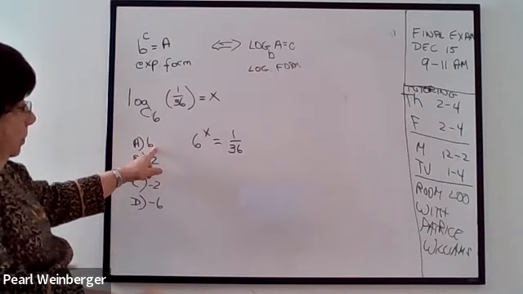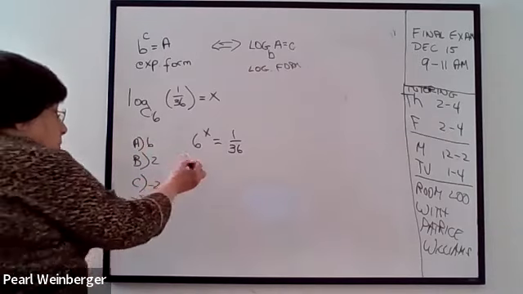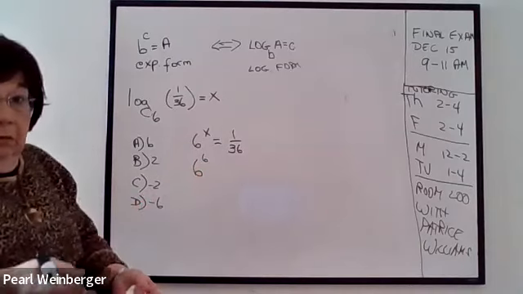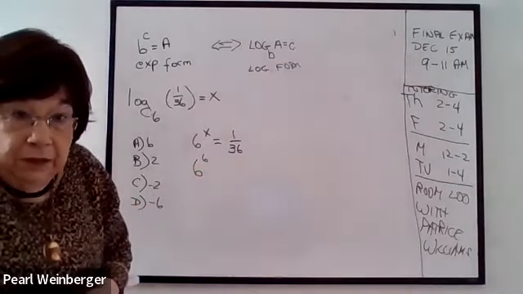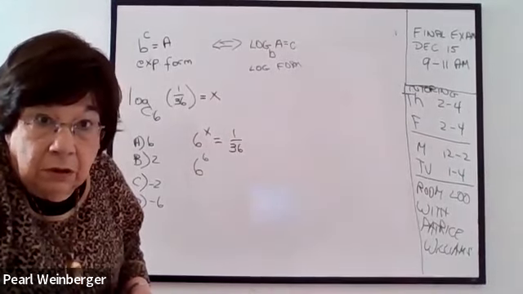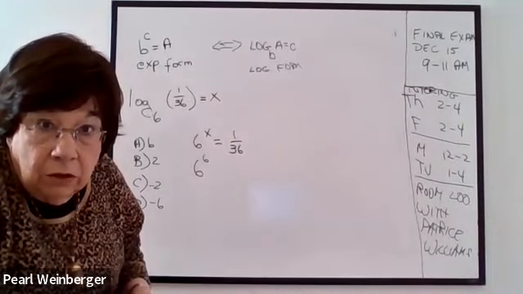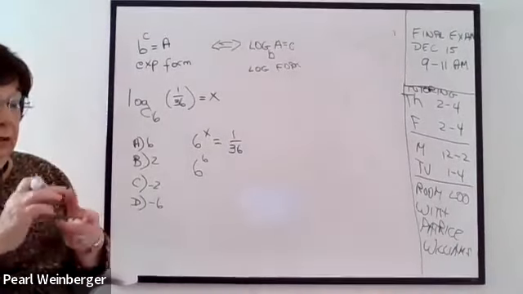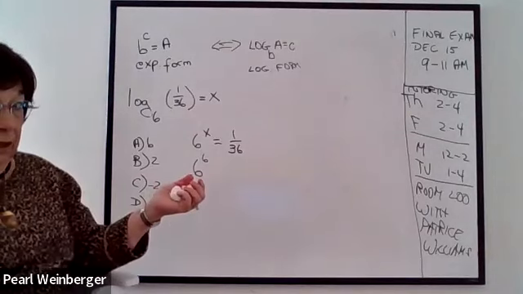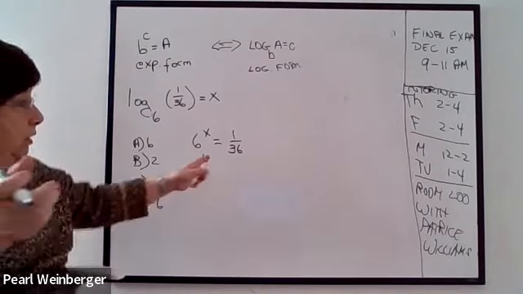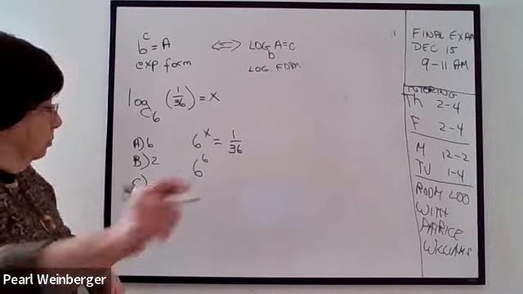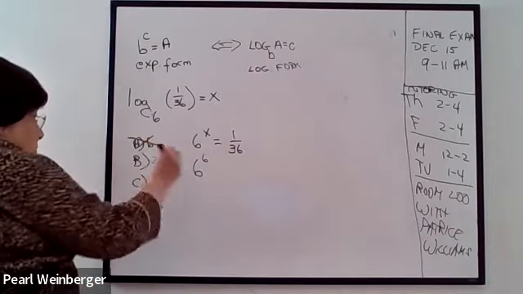Can the answer be A? What is 6 to the 6th power? Well, that's telling me I'd have to multiply 6 by itself 6 times. 6 times 6 times 6 times 6 times 6 times 6. That can't possibly give me 1 over 36. So that is not the right answer. A can't be the right answer.